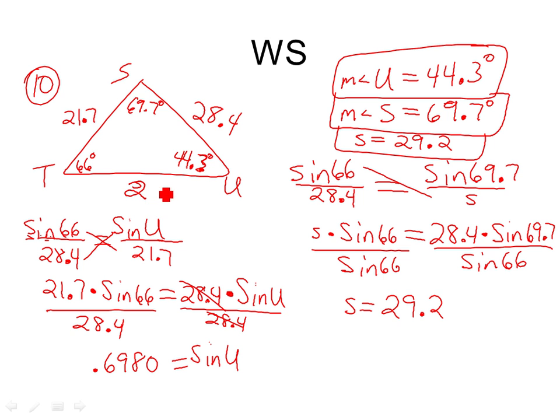Did we find all the missing parts? Found that one, found that one, found that one. How many parts do they have to tell you every single time? They have to tell you 3. If they only tell you 2, then you can't do anything with the triangle. Have to tell you 3. And that's not just for law of sines, but law of cosines that we're getting ready to go over also.